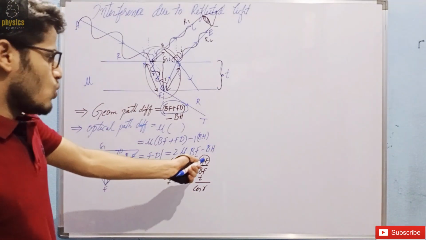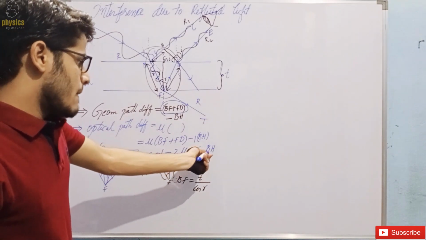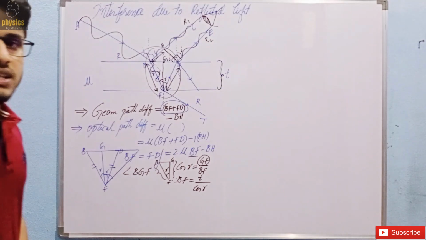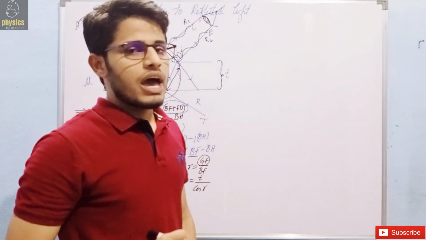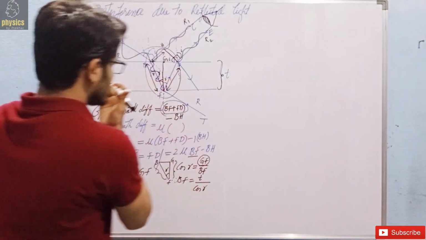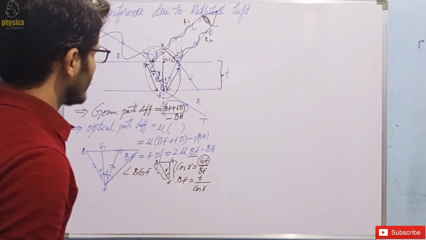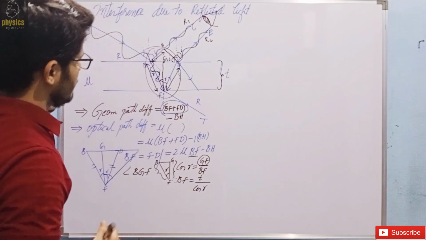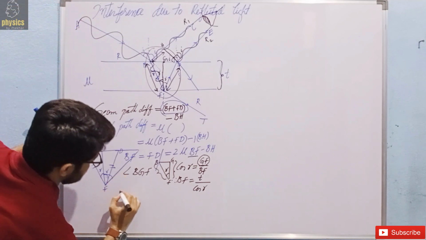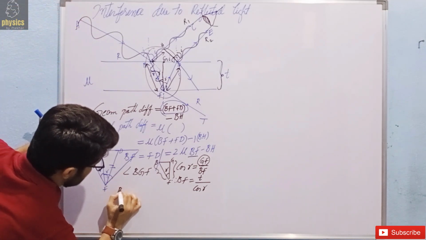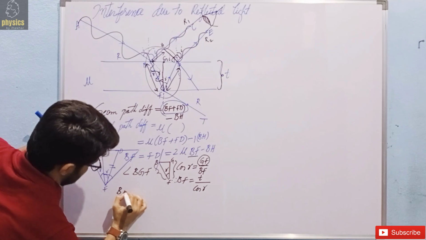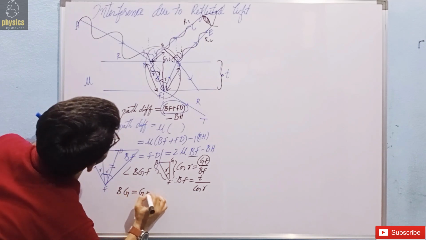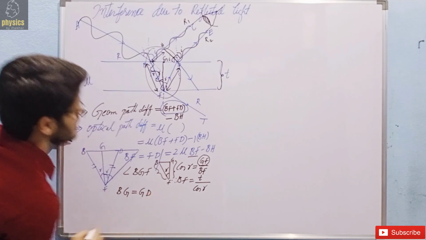Now there is one more unknown thing, that is BH. Now I have to find out the value of BH. Before finding the value of the distance BH, I'll do some simplification. You just have a look at this. The distance BG is equal to GD. Why?